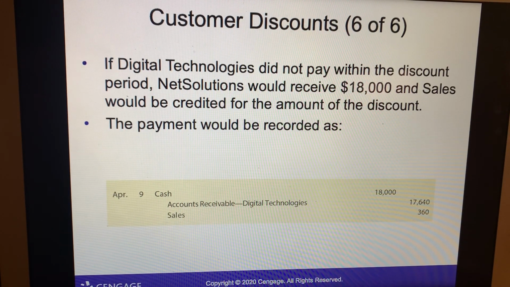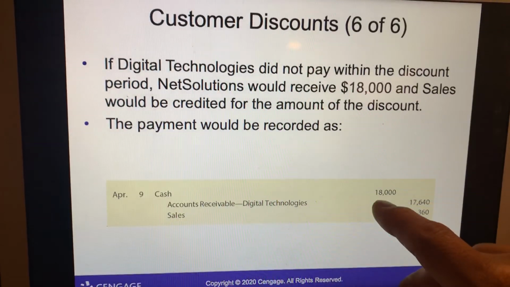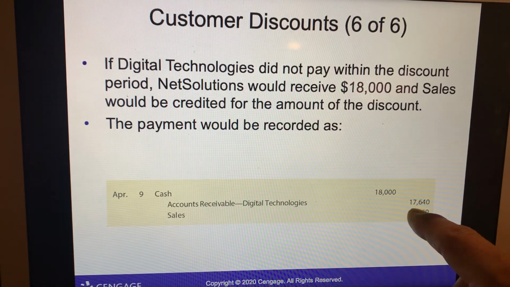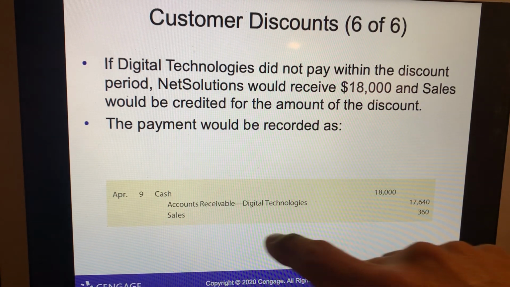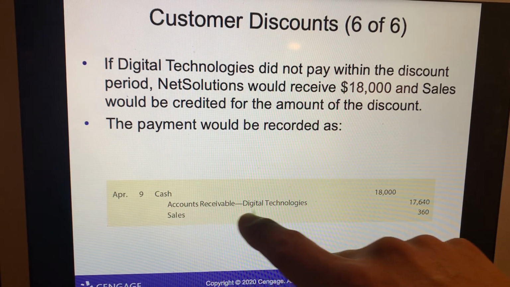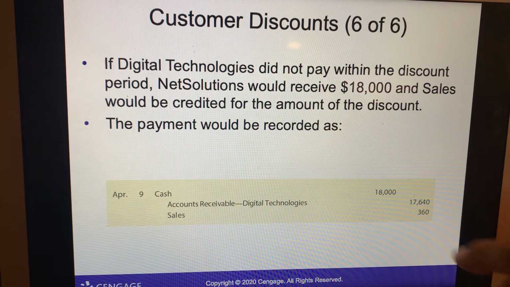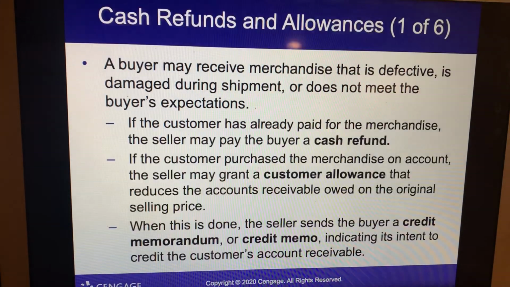Customer discount: if Digital Technology did not pay within the discount period, Net Solutions would receive $18,000, and sales would be credited for the amount of the discount. The payment would be recorded as $18,000 right here, and then our accounts receivable would also go down by $17,640. This would go to sales. So keep in mind that's the adjustment. This is when they didn't pay within the discount period.